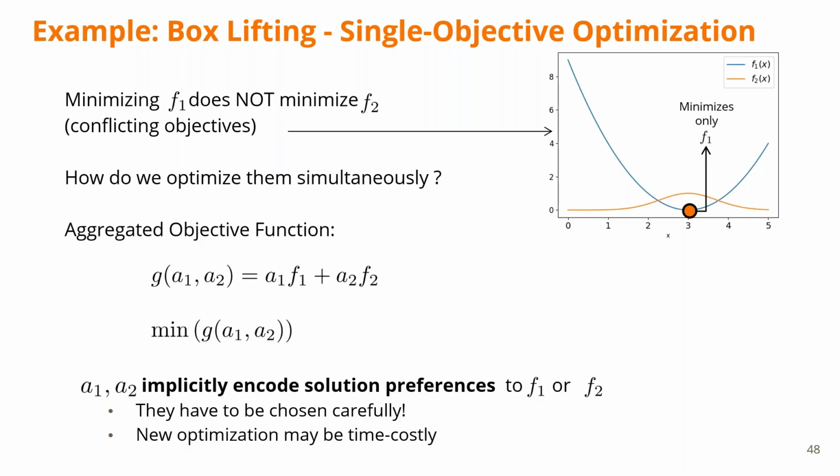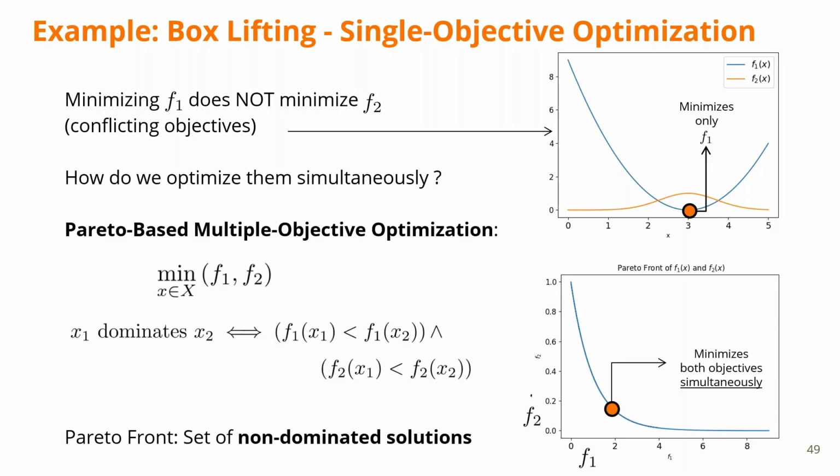Alternatively, we can use a more general approach, a Pareto-based multiple objective approach. In contrast with the aggregated function approach, this one outputs not only one solution, but an entire set of non-dominated solutions that encode many possible solution preferences, a Pareto front. Therefore, now if the expert changes his mind about which objective to favor when generating the optimal motion, then the optimization process does not need to be run once again. Let's now see how this was applied to the box lifting example.